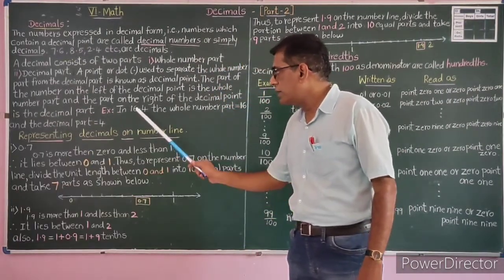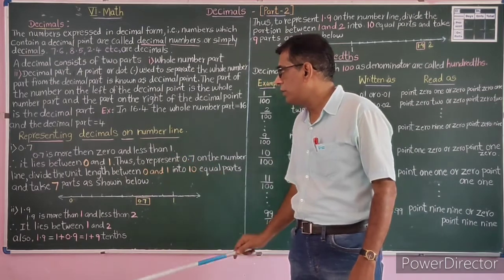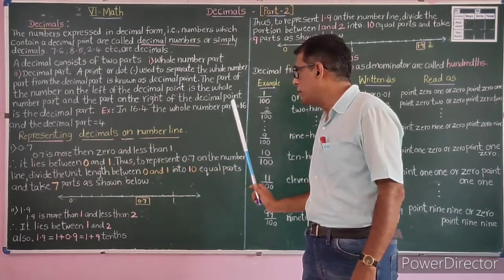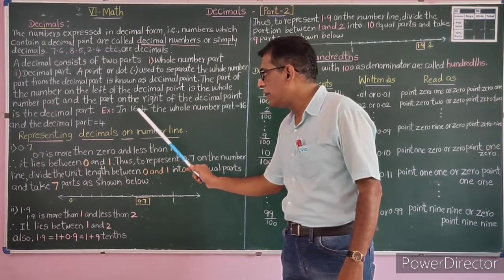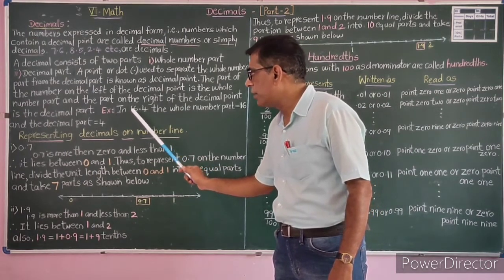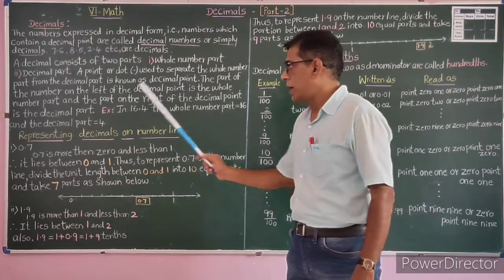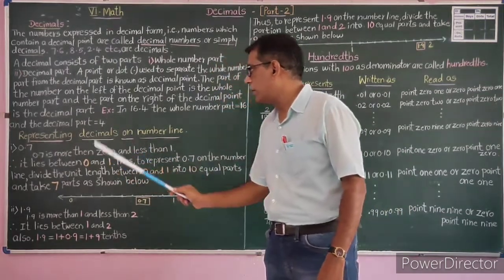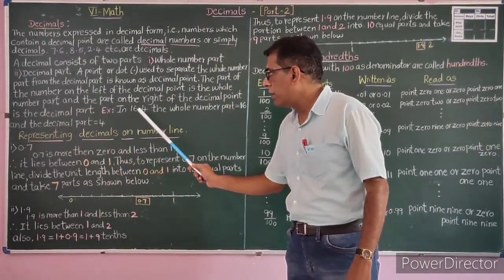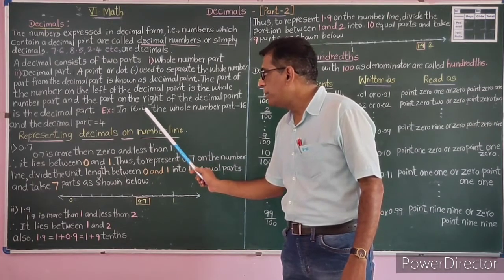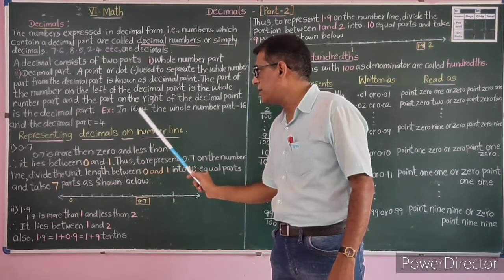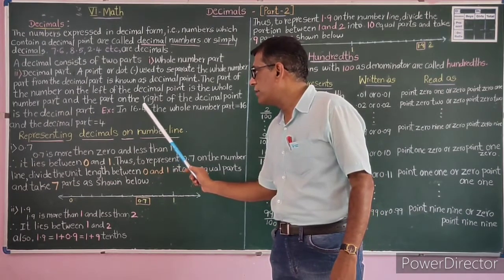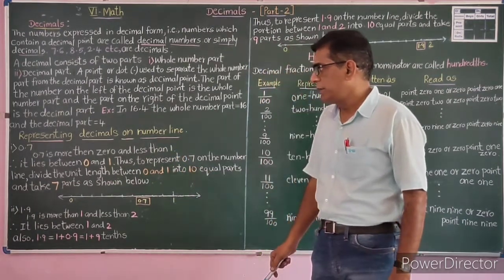Example, in 16.4, the whole number part is 16. It is on the left of the decimal point. And the decimal part is 4. The 4 is on the right of the decimal point.